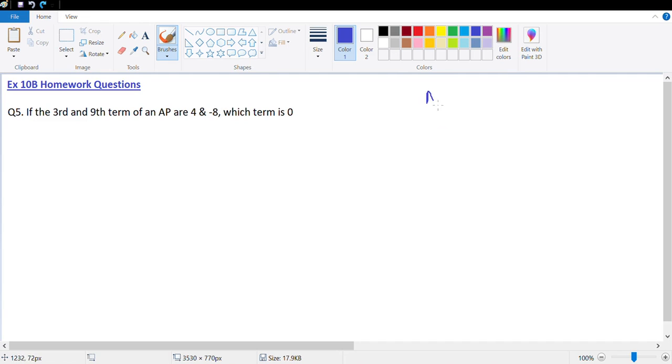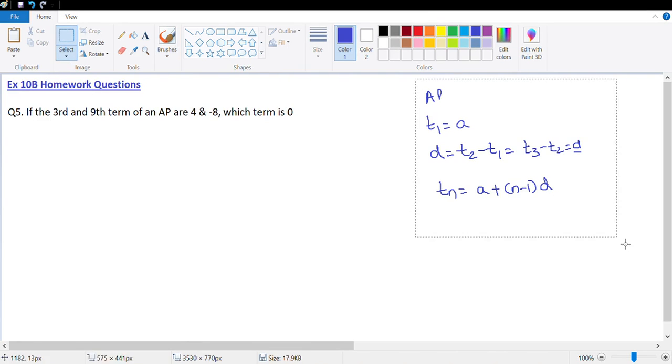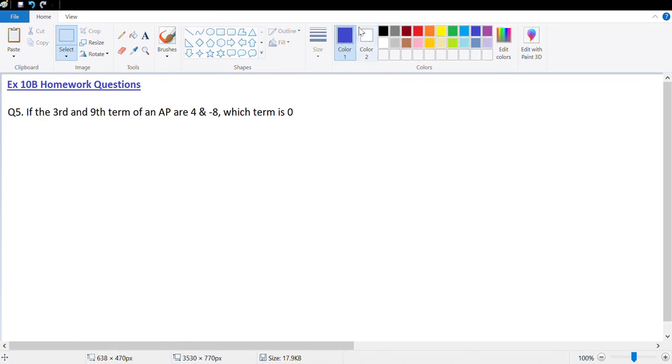So in an AP, the first term is known as A. The common difference, which is basically the difference between two successive or consecutive terms, is written by the letter D. And the nth term of an AP is given by the formula A plus n minus 1 times D. This is the concept that we've done in the first two exercises. So let's go ahead and solve the homework questions of exercise 10B.